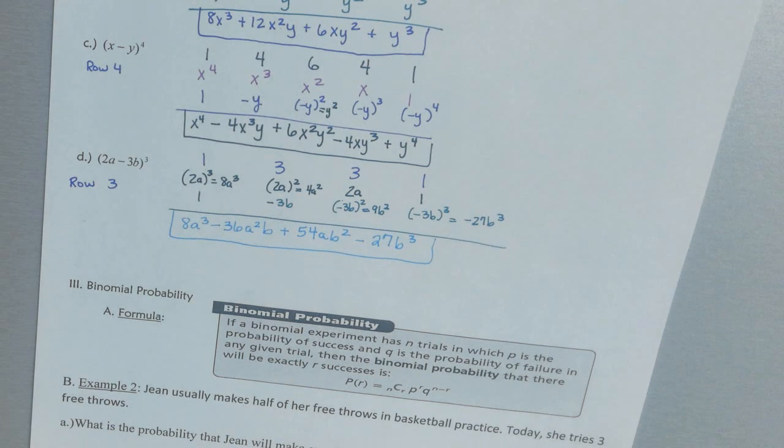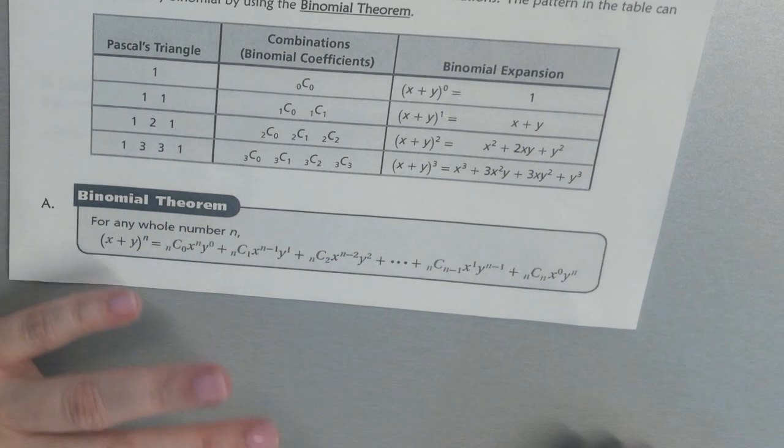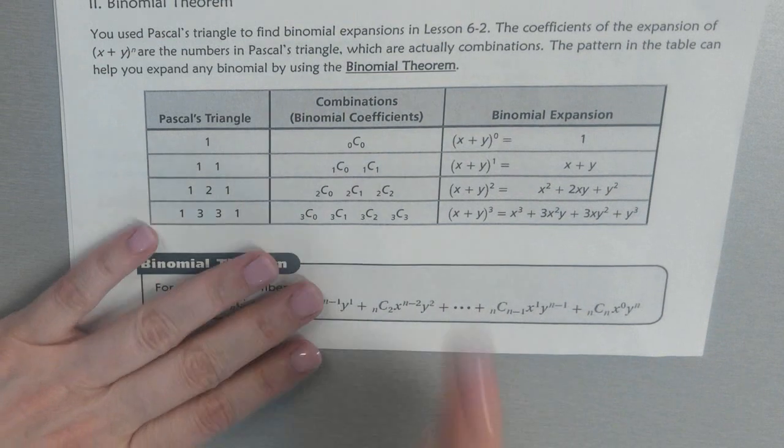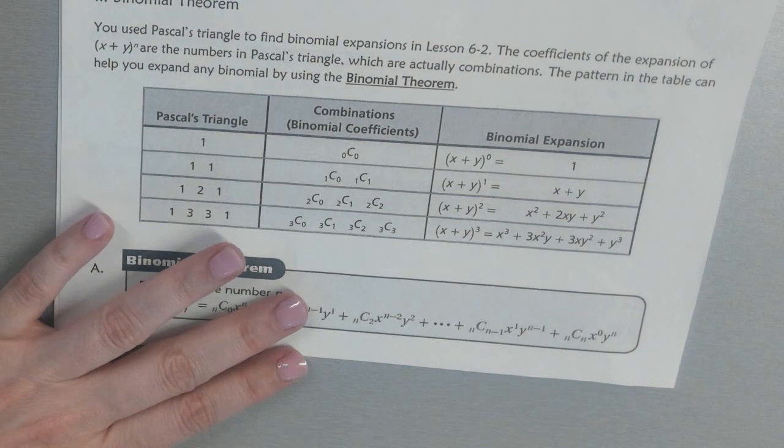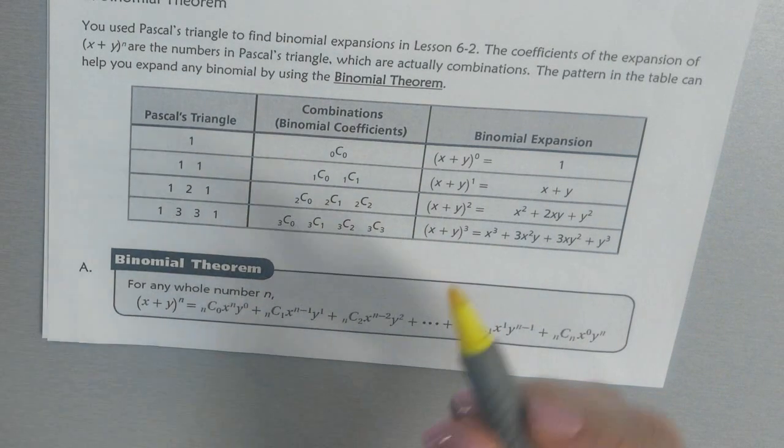So we're going to go back to the binomial theorem and talk about what that means for us. Okay, so the binomial theorem, you can use that to do the binomial expansions, which is what we just did. What we didn't talk about yesterday is how they are related to combinations. And that's going to be what we talk about today.